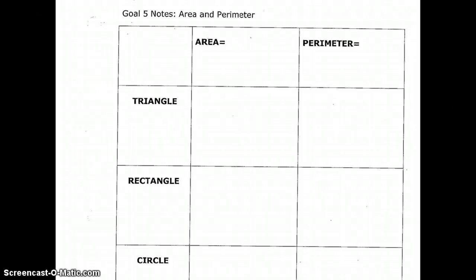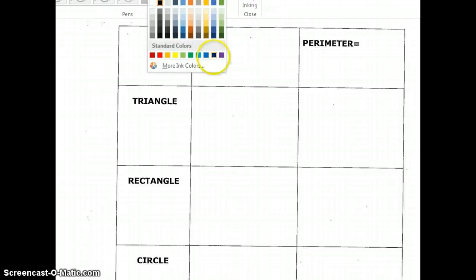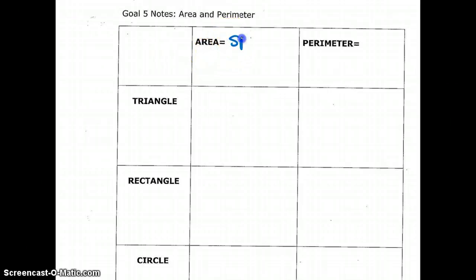Goal 5 notes: area and perimeter. When we're talking about area, we're referring to the space inside something. This would be like the carpet on a floor or the tile or even painting a wall.